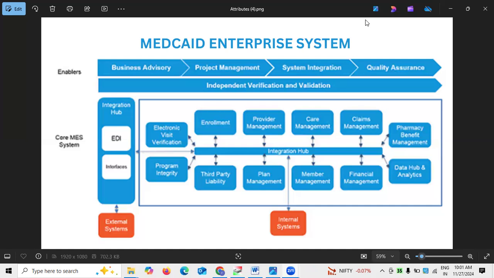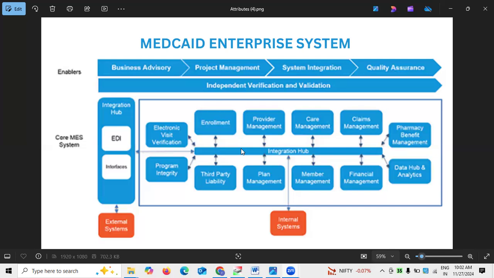So we are developing modular and integrated Medicaid Enterprise Systems as far as our Medicaid understanding is concerned. Either we are doing integrations of EDIs by performing electronic verifications or enrollments, and if you want to perform enrollments, we need to have a connection, where third party liabilities are included. Or it can be provider management, by performing plan management, care management or member management.